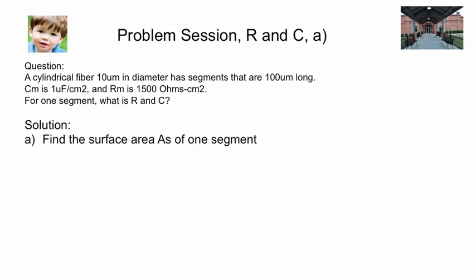So we have a fiber, a segment of which has those dimensions. We know for this particular fiber that Cm is 1 microfarad per centimeter squared, and Rm is 1500 ohm centimeter squared. So for one segment, what is the resistance and the capacitance? The thing you have to know here is that you don't attack Cm or Rm or R or C directly. You first find the surface area, because the surface area comes into both calculations.